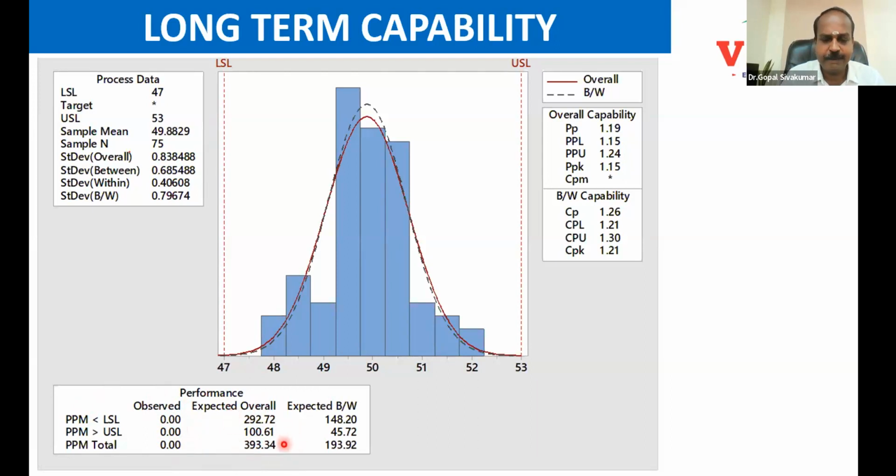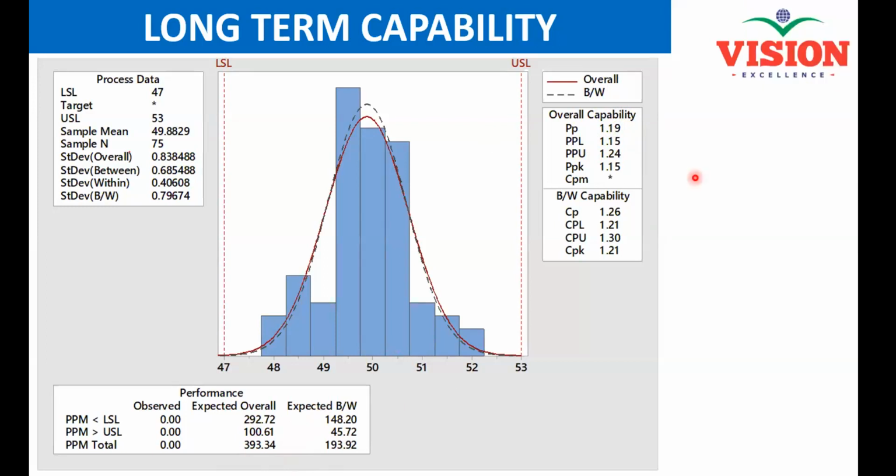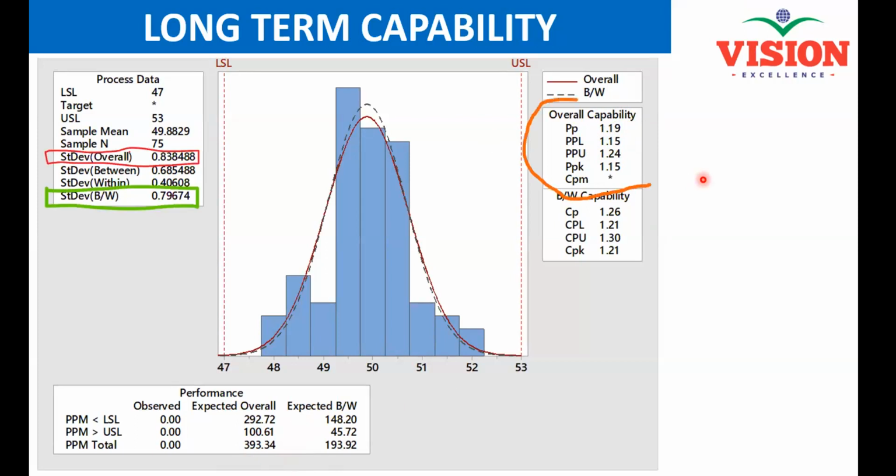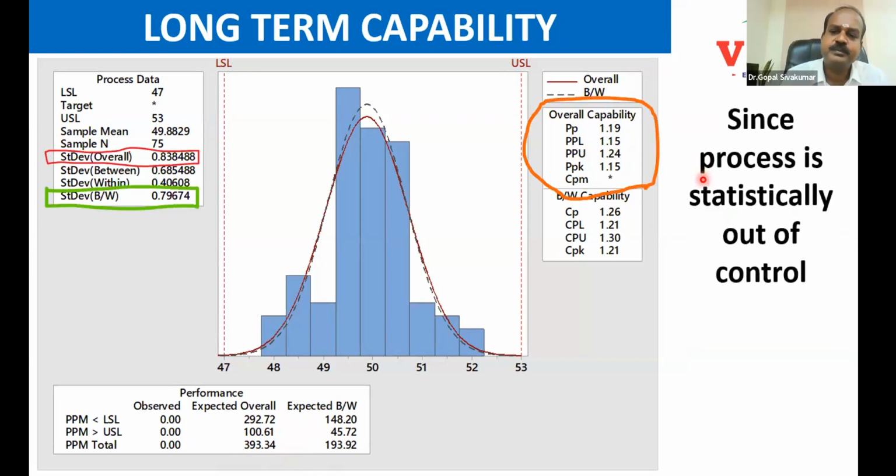Simply because in the long run, rejections will happen. Because my PP and PPK are down. You can see here. My PP and PPK are down. So, I must anticipate failure in the future. So, how many items might fail? It is estimated that your PPM will be 394. I hope all of you know the meaning of PPM. Parts per million. Right now, there is no rejection. But my PPM can be 394 in the long run. That is the point. Hope it is understood by all of you.